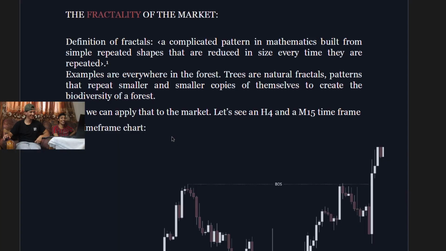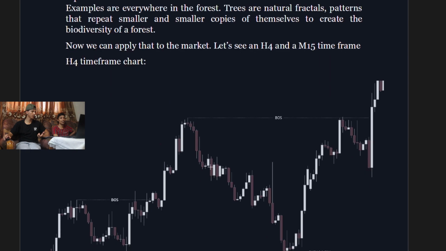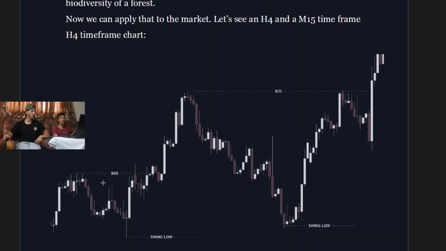Now we can apply this to the market. Let's see a 4 hour and a 15 minute time frame, a 4 hour time frame chart. So this basically is a 4 hour time frame chart. As you can see here, we got a BOS, we got a swing low. Here we create a swing high again, a high, swing low, and so on. So this basically is your BOS, and then it goes on continuing the market trend.